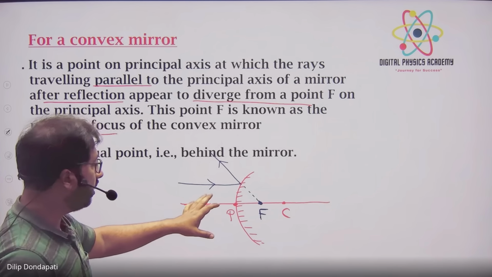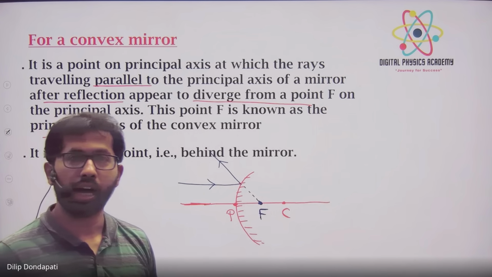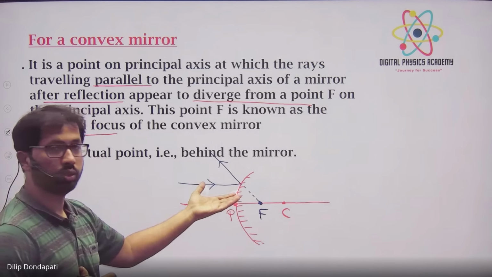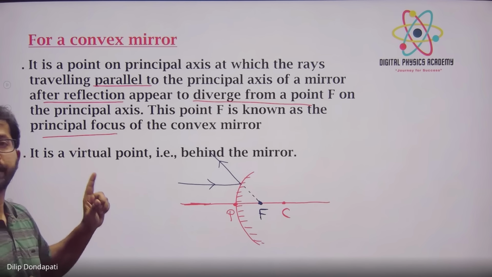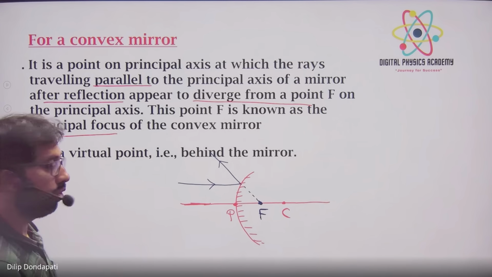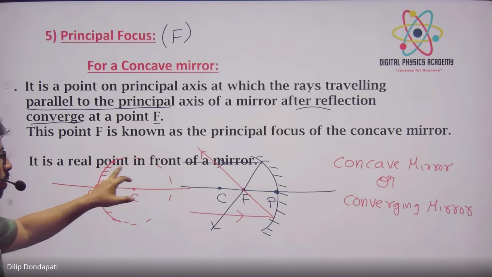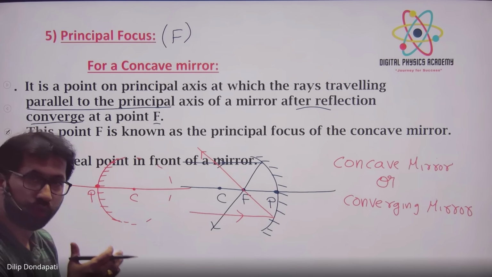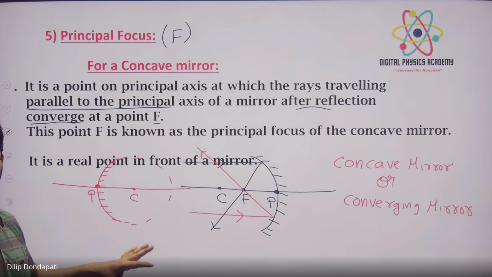So this appears to meet, not actually meeting at this point F, appears to meet. That's why we call it a virtual point. And the earlier one we call a real point. Okay, write that also, add it there. It is a real point in front of a mirror. It is a real point because it is actually meeting. In concave it is actually meeting, that's why it is called a real point. It is a real point in front of a mirror.